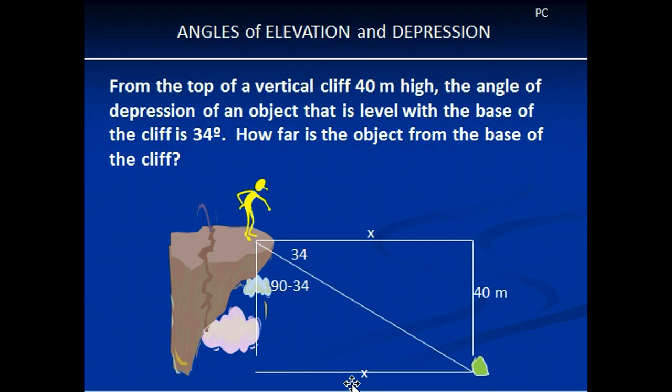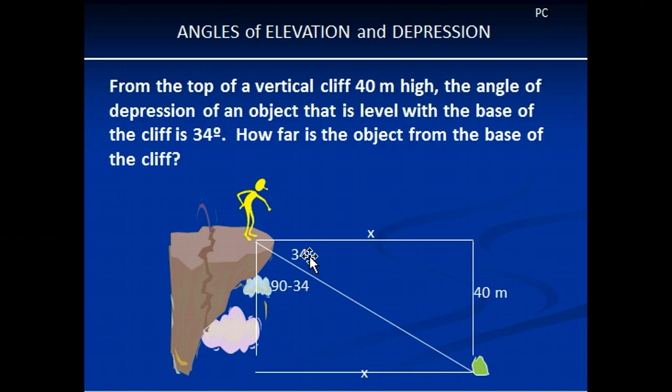But we're looking for how far the object is from the base of the cliff. So here's my little object. This distance is what we're looking for. Well, this distance is the same as this distance. And it says the vertical cliff is 40 meters high, so this distance is the same as this distance. So you can use either angle. You just have to make sure you are finding the right thing.